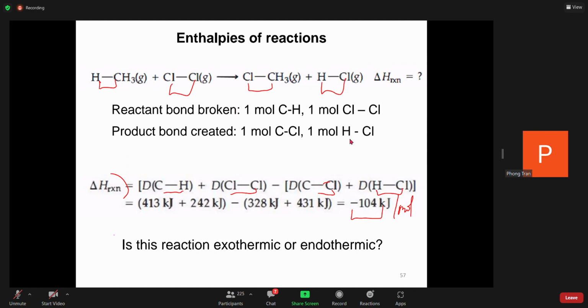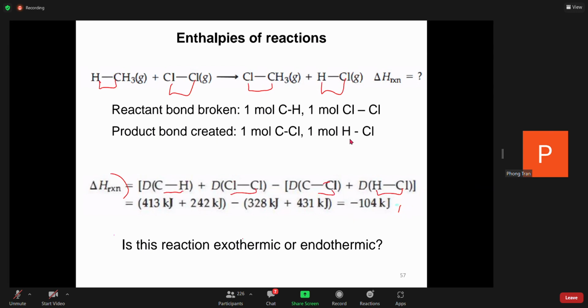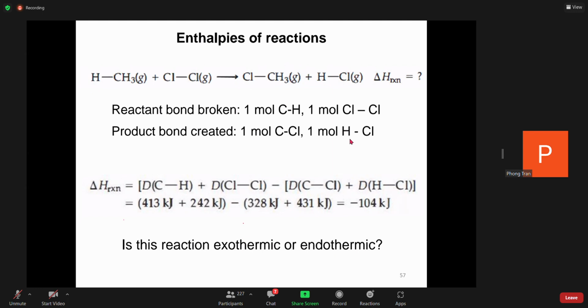So because the delta H is negative, is the reaction exothermic or endothermic? Based on the enthalpy, we can say that the reaction is exothermic, right? It means when the reaction happens, it will release heat, and the surrounding temperature will be increased.